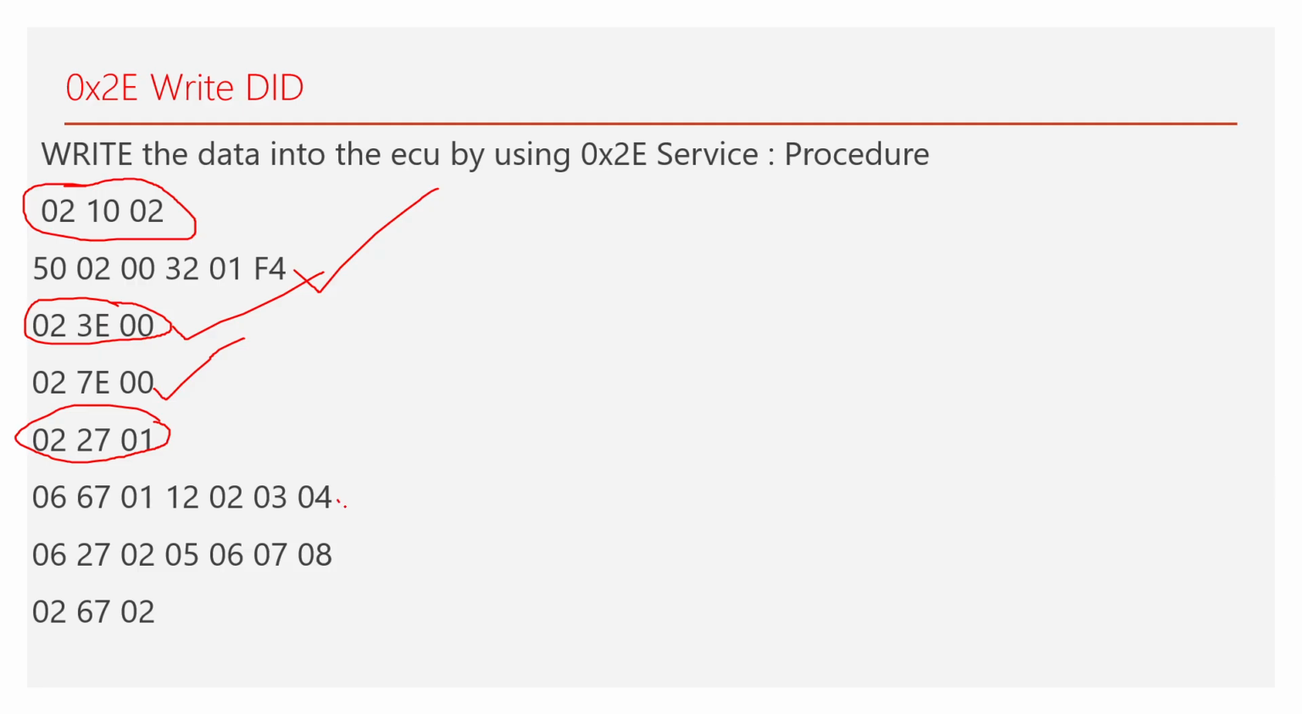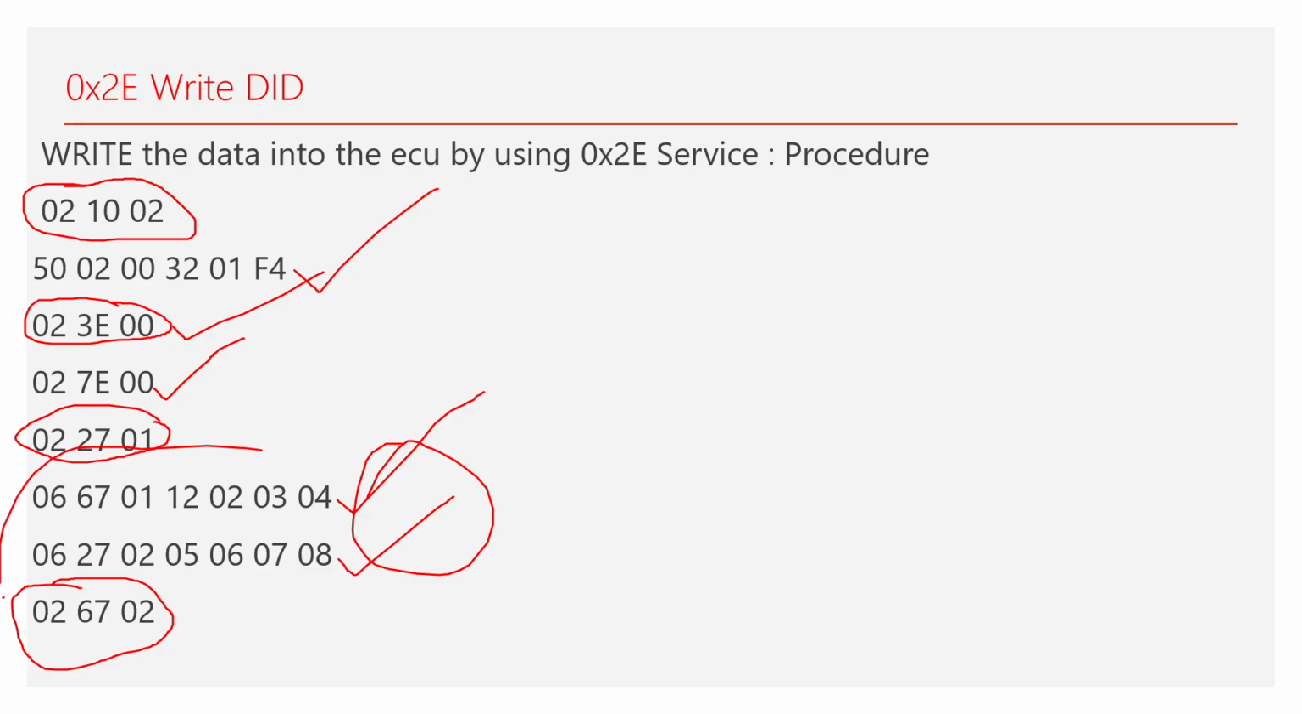This is the positive response from security access. This is the request seed, and this is the send key we have to request. What are the outputs from the 27 service? Here we will get 026702. This is the positive response from the 27 service. I will explain in the next slides, don't worry about that.